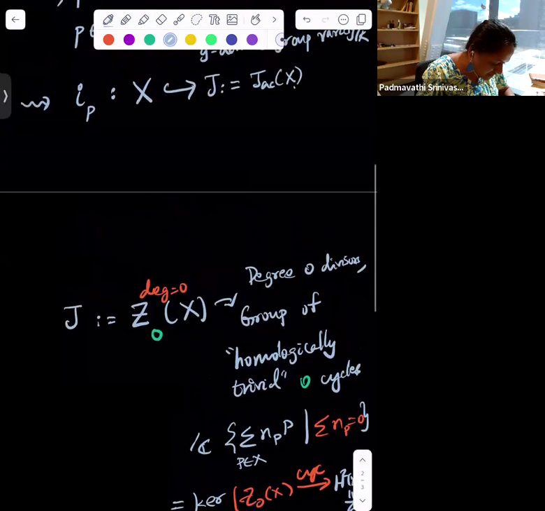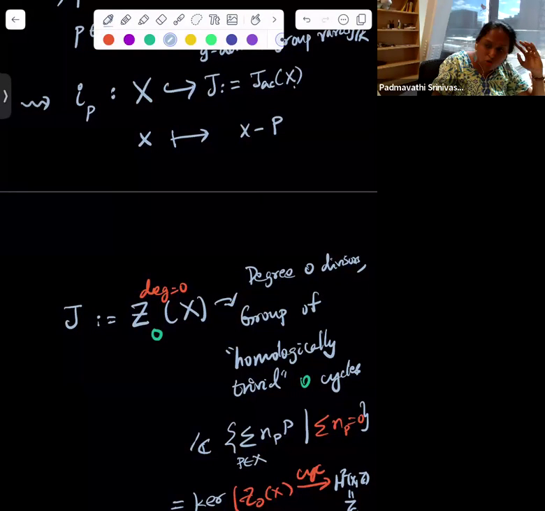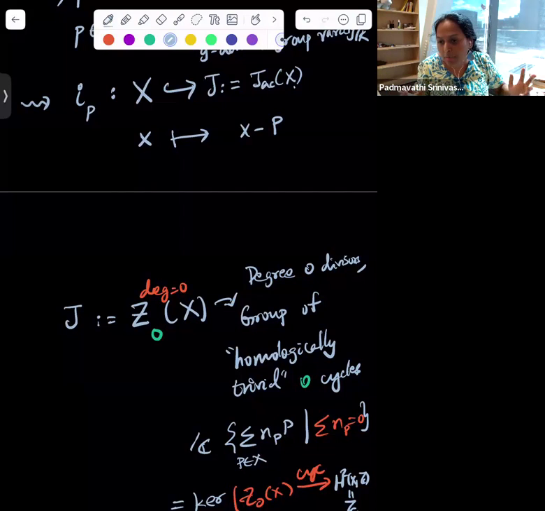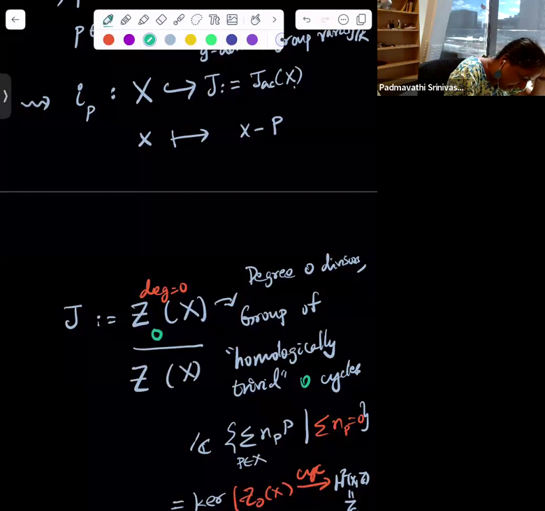And we're trying to cut it down a little bit by imposing this degree zero condition. So we send a point on the curve to the degree zero divisor, which is X minus P. But this group is still pretty large. So to make it more manageable, like Ari said last week, we're going to impose a certain equivalence relation on collections of points. So we're going to take this large group and quotient it out by the subgroup of rationally trivial zero cycles. So there's a canonical subgroup labeled Z0 rat.